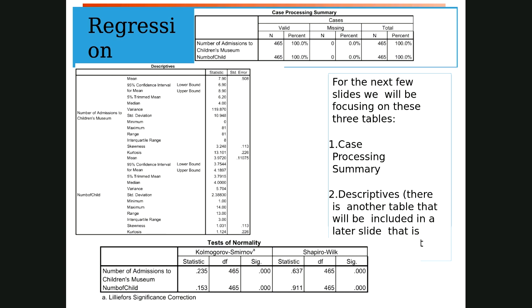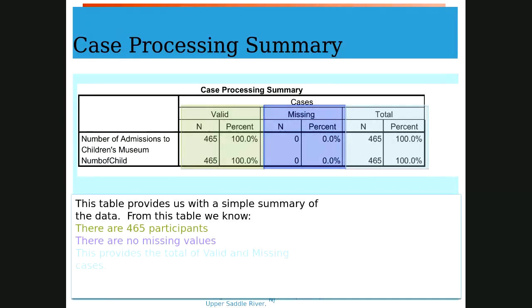For the next few slides, we're going to focus on three tables, the case processing summary and the descriptives. As you can see here, there's also a test of normality. We also get, when we do box plots, the skewness and kurtosis. So we get a number of different things. The first table I'm going to talk about is the case processing summary. From this table, we know a few things. We know that we had 465 participants. We know that we don't have any missing data, and we can tell that by looking at the valid and the missing data.